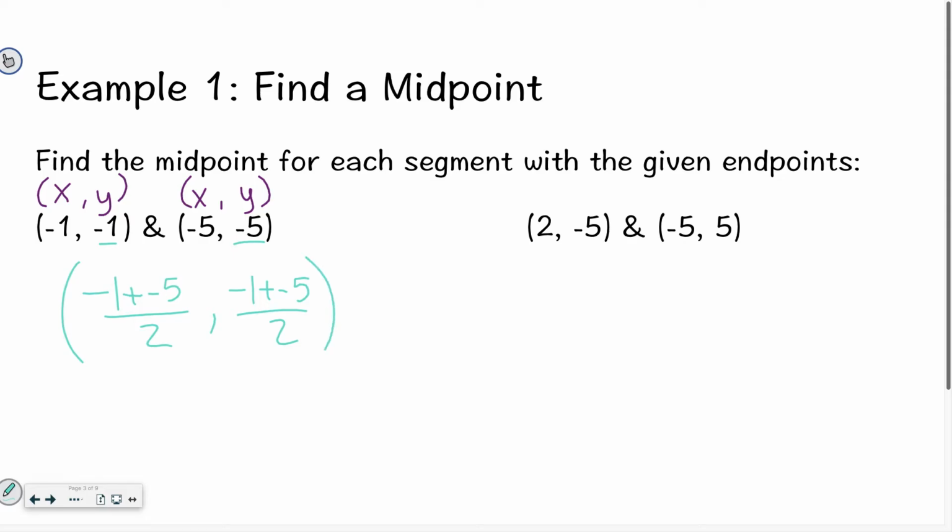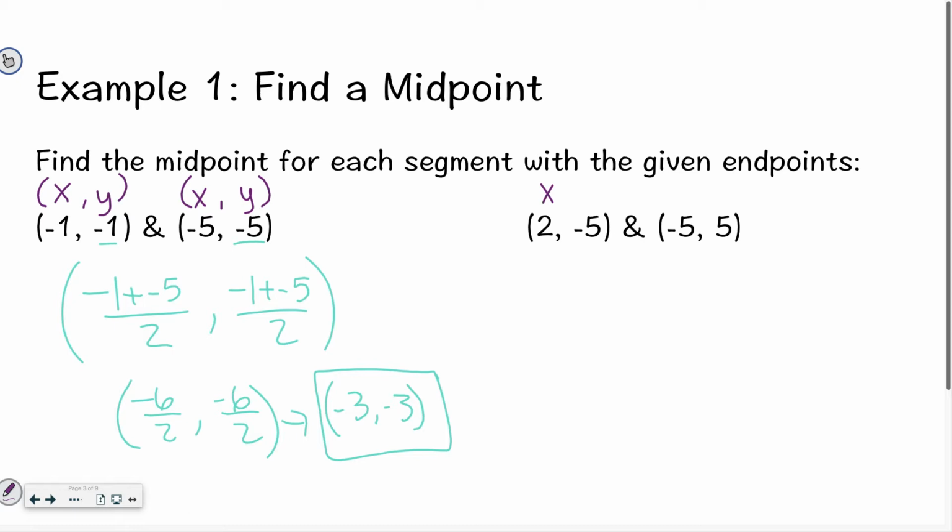Now if I add -1 plus -5, I get -6 divided by 2, -6 divided by 2, and if I simplify that, -6 divided by 2 is -3, -3. That is my answer. Let's try doing another one.